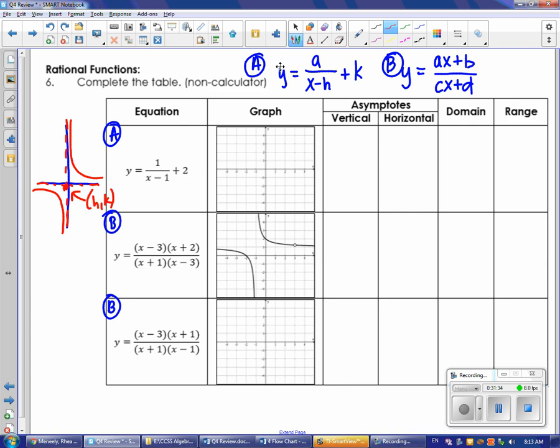Sometimes students get confused about which is the vertical and which is the horizontal, but I think if you can identify H and K, then you can very easily draw a vertical line and a horizontal line through that point. So let's do that first.